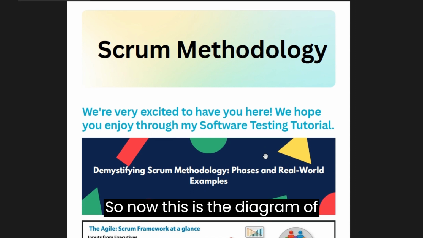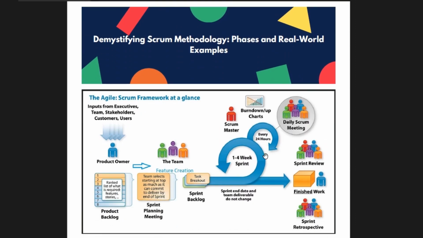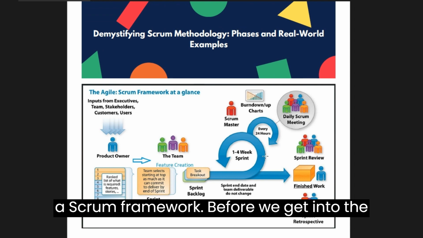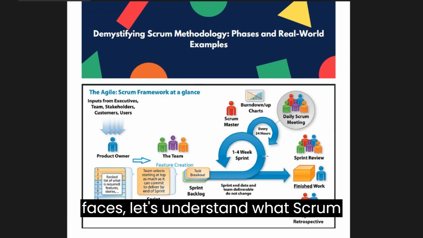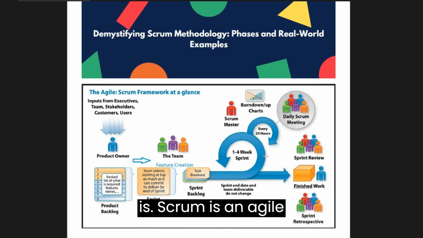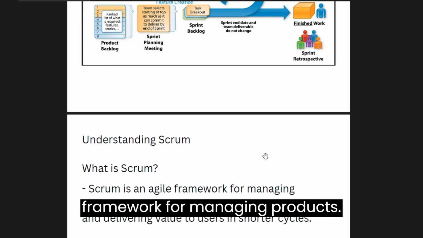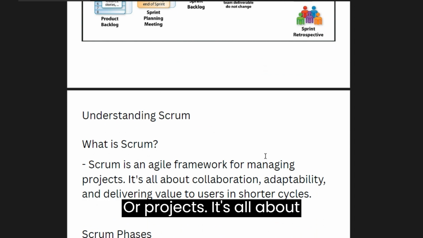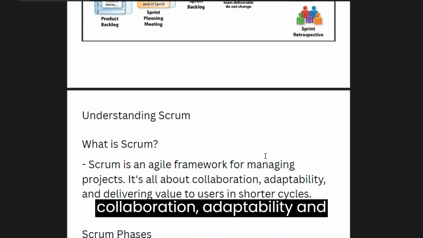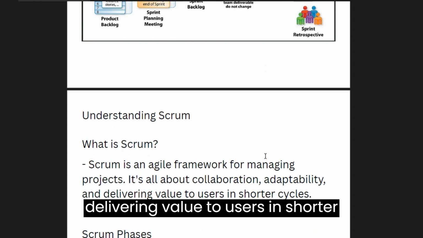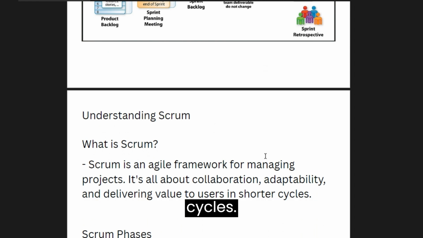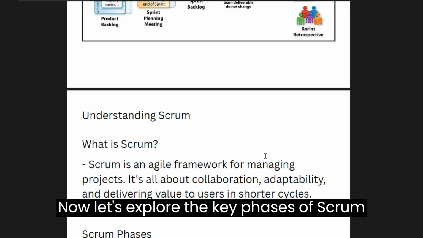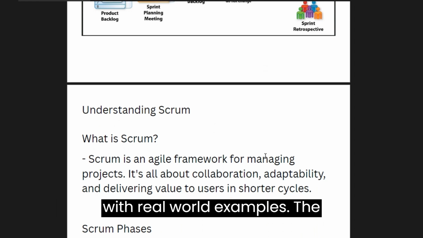So now this is the diagram of a Scrum framework. Before we get into the phases, let's understand what Scrum is. Scrum is an agile framework for managing products or projects. It's all about collaboration, adaptability, and delivering value to users in shorter cycles. Now, let's explore the key phases of Scrum with real world examples.